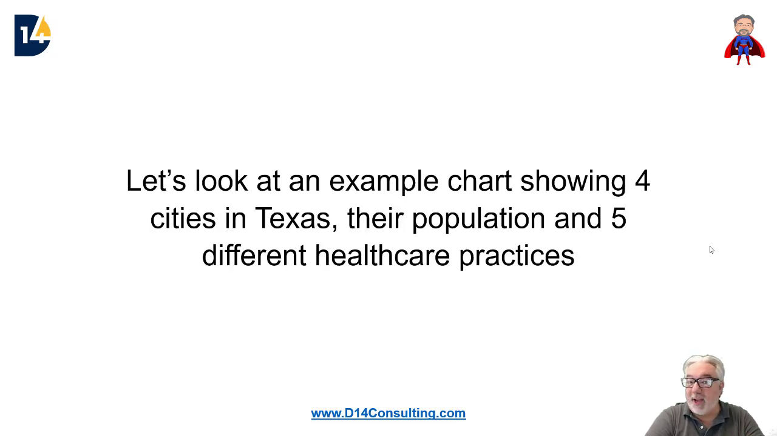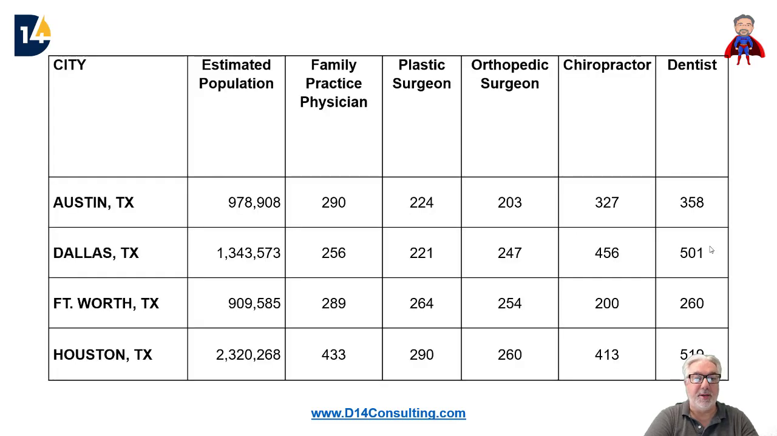Let's look at an example chart showing 4 cities in Texas, their population, and 5 different healthcare practices. Okay, here we see all the cities, Austin, Dallas, Fort Worth, Houston, the population, and the family practice physicians, how many there are, and how many there are plastic surgeons, orthopedic surgeons, chiropractors, and dentists.